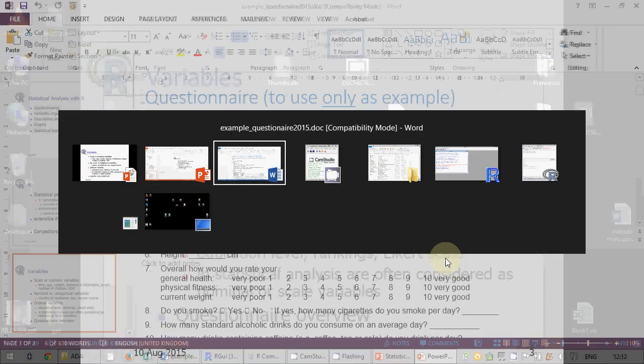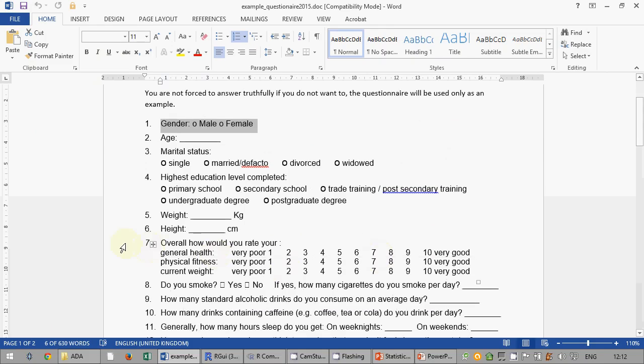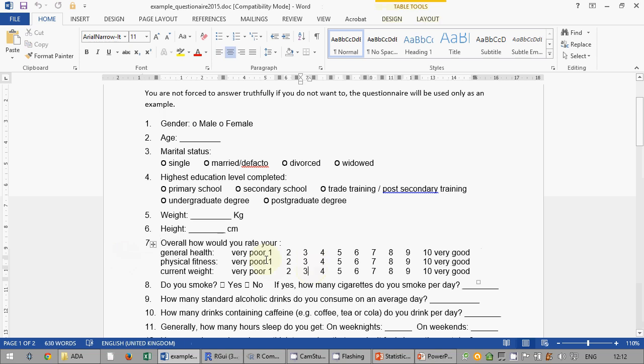What is a Likert scale? Here we have some good examples. Here, this is a Likert scale. So a Likert scale is a scale from 1 to n, okay, which usually identifies only levels.